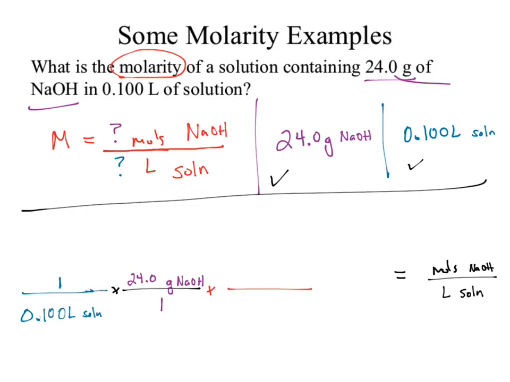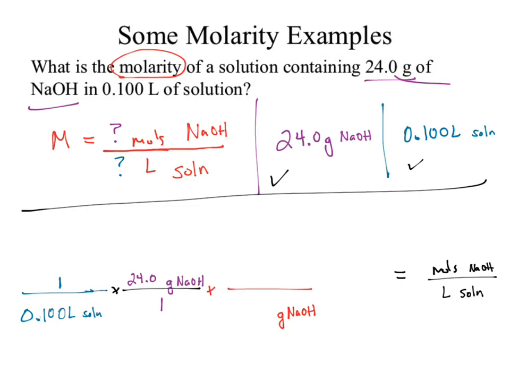Should anything happen to the liters of solution unit? No. Why not? That's exactly what I want, and it's in the exact location. So I don't want to touch the liters of solution unit. How about the grams of sodium hydroxide? That needs to disappear. I don't want grams of sodium hydroxide. So in my conversion factor, I'm going to have to put grams of sodium hydroxide on the bottom. I don't know what number to put there yet. If I put in the 24.0 grams, all I'm doing is undoing what I've already done. We don't know that necessarily yet.